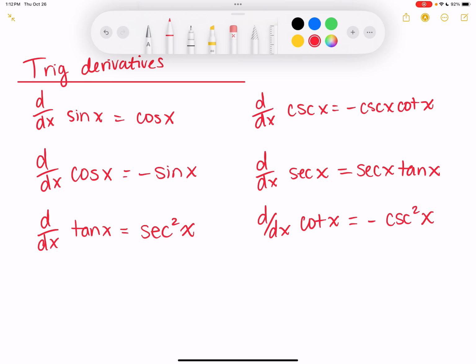And I often forget the other ones just because I don't use them as much, and I end up deriving them because it's just easier.